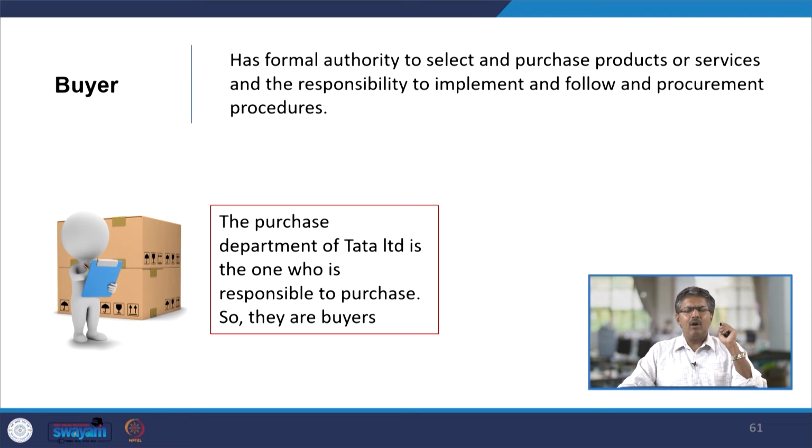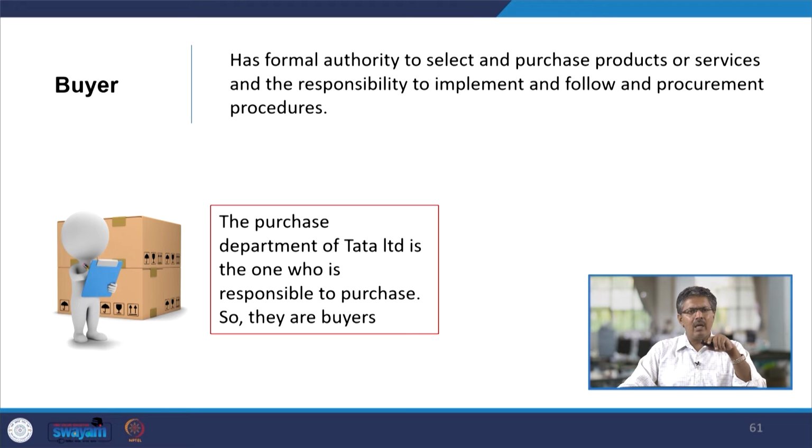Finally, you have the buyer who has the formal authority to select and purchase products or services, and the responsibility to implement and follow the procurement process. So, the buyer is basically the one we have been talking about when we talked about the Harvard's SATE model and the Webster model. So, the purchasing department: in any organization, especially large organizations, you have a team of people who are responsible for any purchase. These members of the purchasing team are responsible for information search, vendor selection process, everything. So, the purchase department people of Tata Limited are the ones responsible for the purchase. So, these are the buyers, okay.